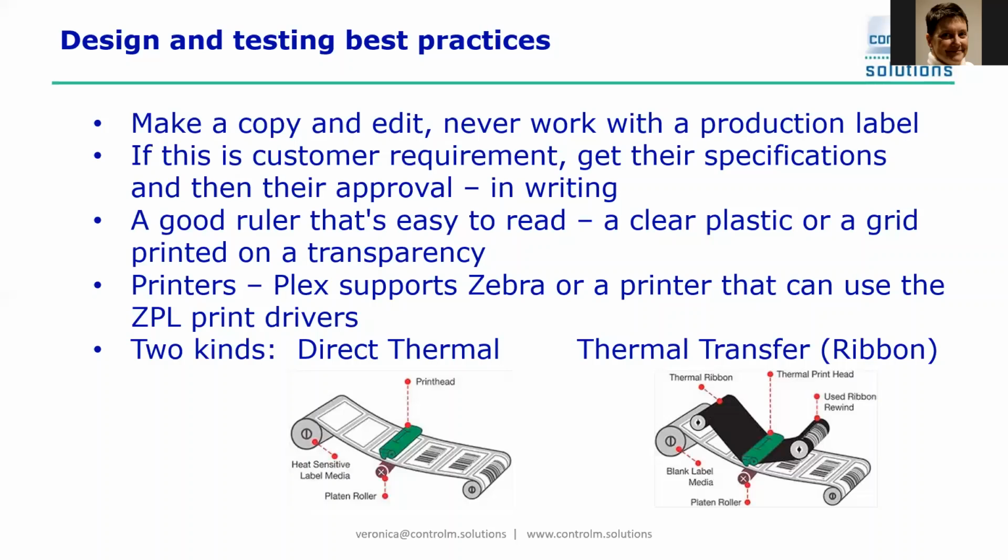Ribbons. You can buy labels and ribbons, and the ribbons can be a bear to change, but it won't fade over time. These are great for warehouses. In a pinch, you can use a thermal label in a ribbon printer, but you cannot use a ribbon label in a thermal printer. It's best to pick one type that suits your environment and design to that.